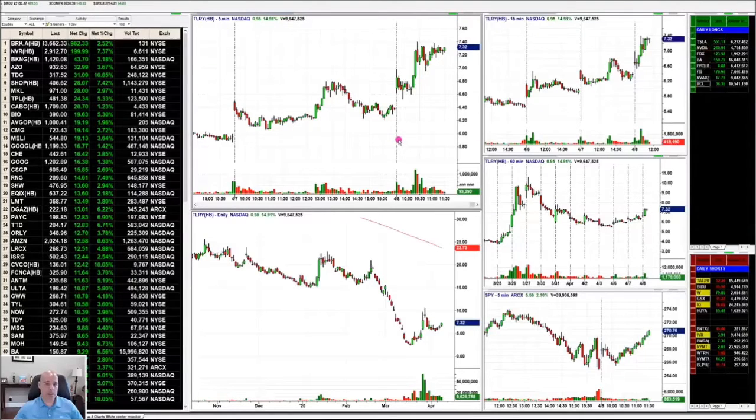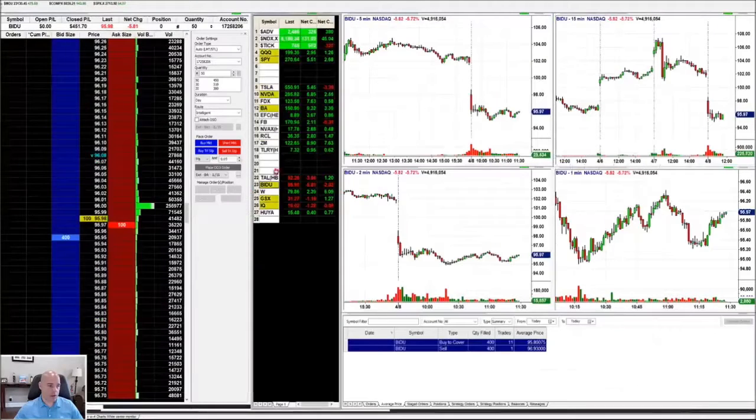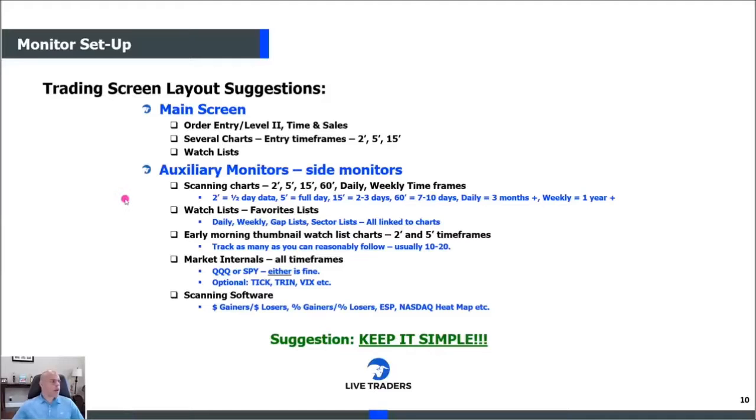When I see a stock I really, really like, I move it over and put it on this list. It just gets added to this list right here, okay? And now it's on my symbol list, and that's how I trade it, okay? Simple. So order entry, guys, is the main screen. Left and right for scanning, for thumbnails.